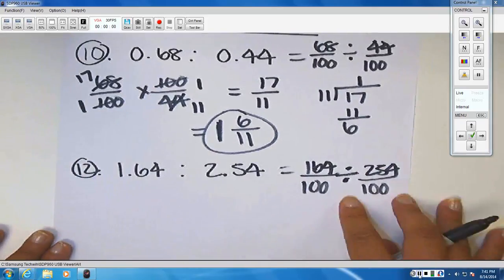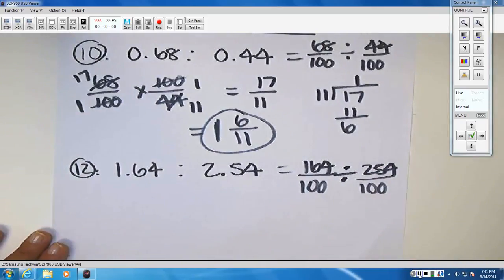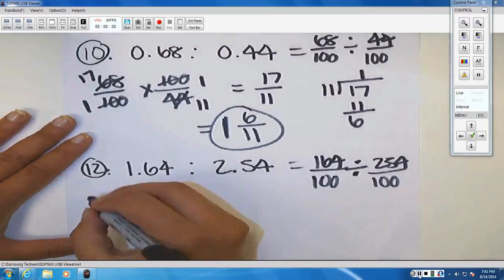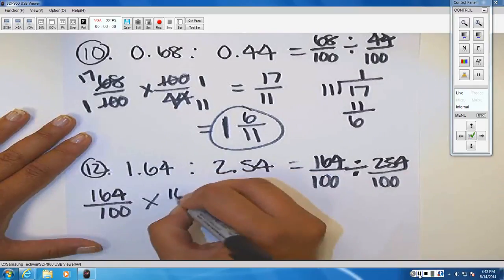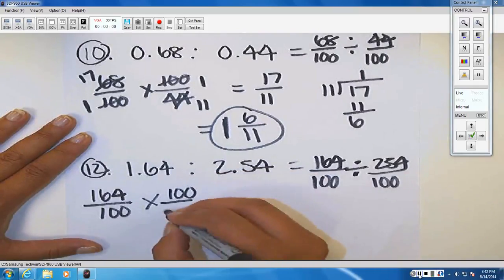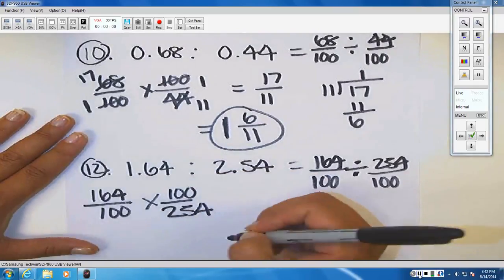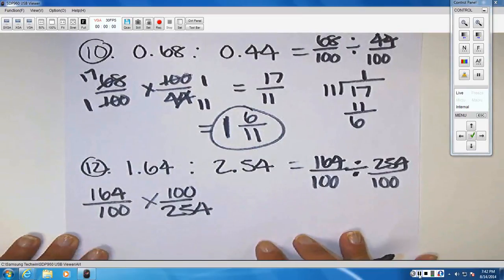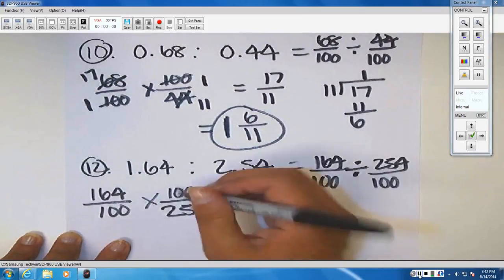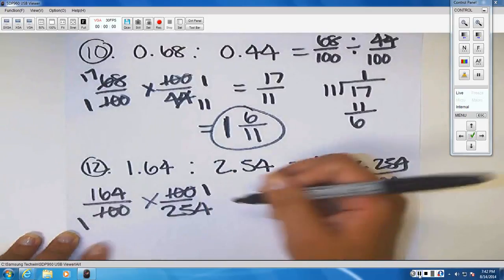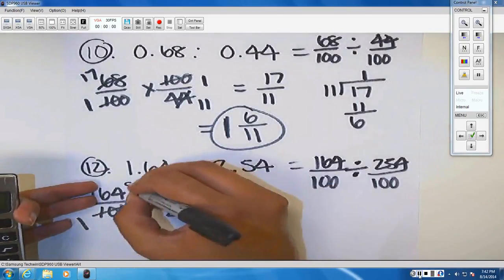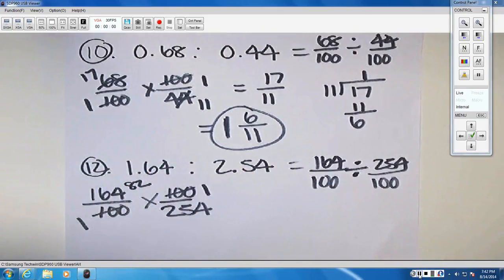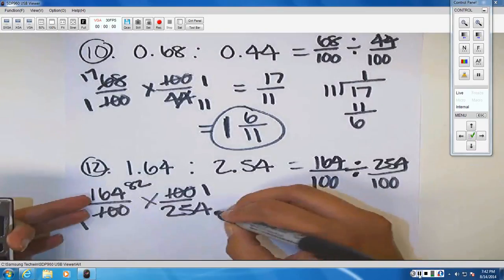We know that we want to divide these. We flip that second fraction, we can then multiply. So 164/100 times 100 over 254. Now I'm going to reduce. My 100s cancel out. And I believe just maybe 2. 164 divided by 2 equals 82. 254 divided by 2 equals 127.